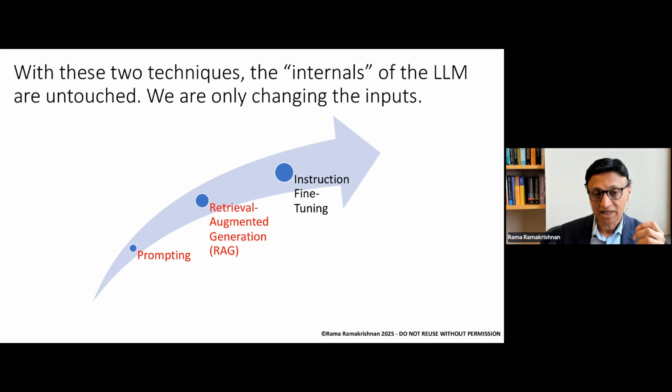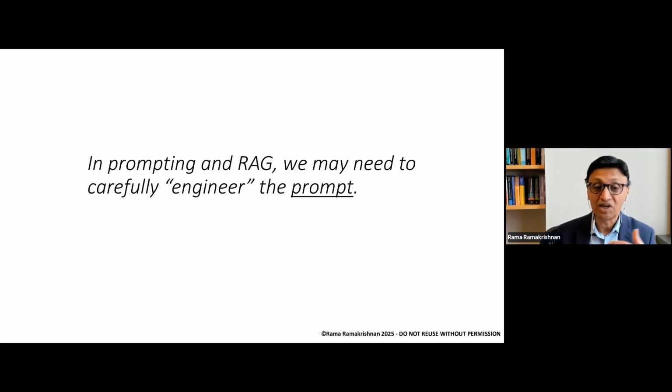Now, I want to point out that with these two techniques, the internals of the large language model are untouched. We are only changing the prompting. We are only changing the inputs. Since we are only changing the inputs, and we know that a small change in the input prompt to an LLM can have a dramatically different answer. The reason why a single word can lead to a dramatic change in the output is because a single word change in the input sentence changes the probability table that we saw earlier. The probabilities of all the words will change dramatically as a result, and there'll be a domino effect on everything that follows. So we may need to very carefully engineer the prompt to make sure that the answer we get is in fact the answer we want.